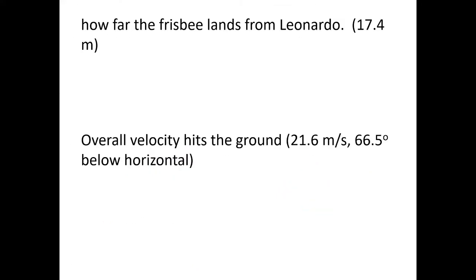Now, how far did the Frisbee land from Leonardo? That's an x question, right? Because it's going to be how far did it land from the hill? There's no acceleration in the x direction. So we can get away with v is x over t. x equals vx times t. I believe that was 8.6 times 2.02. And we can now know that it lands 17.4 meters. That's in the x direction.